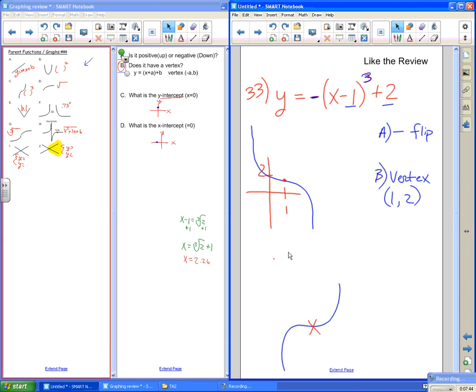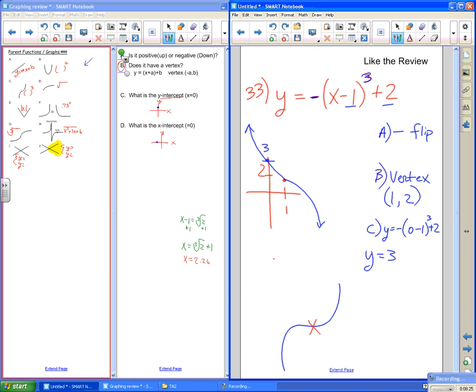And then C, what's the y-intercept? Well, that means plug in 0 for x. So y equals negative, parentheses 0 minus 1, to the third, plus 2. And that's going to give me that y equals 3. Okay. So my drawing's kind of bad here. I'm going to go ahead and make it a little nicer. So my y-intercept is 3. That's where it's going to hit. And I know it's going down, so it should have been more like this.